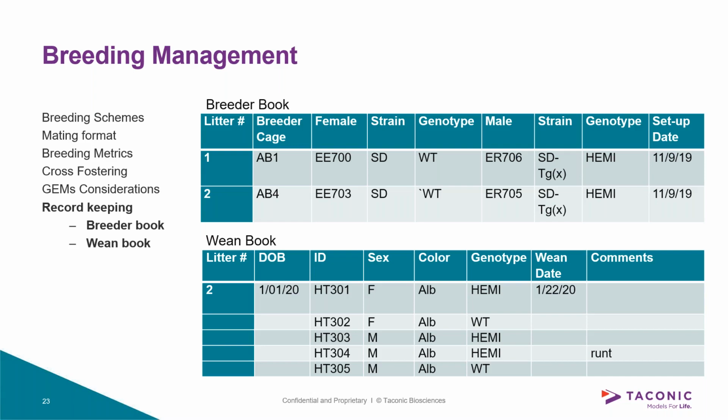corresponds. So you would always be able to tell that these pups, so pup HT301 on the first line here from the litter, came from litter 2. So I know the mom was EE703. So this lets you keep detailed generation information on your line in a pretty quick way. But as I said, certainly there's computer programs that can do the same.